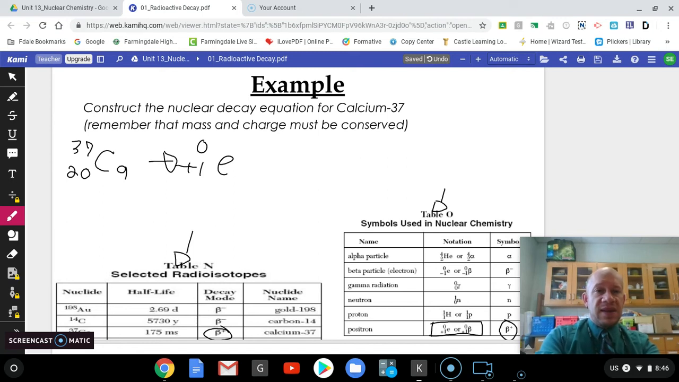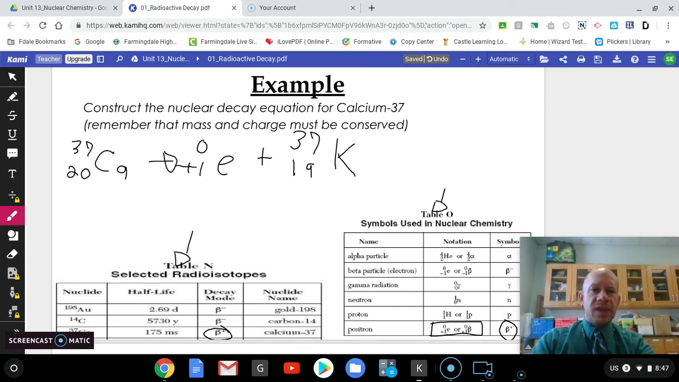My mass has to equal, so 37 plus 0 is going to equal 37, and my charges have to equal. So 19 plus 1 equals 20. 19 is no longer calcium, it's now potassium. So we have our transmutation because we have a new element.